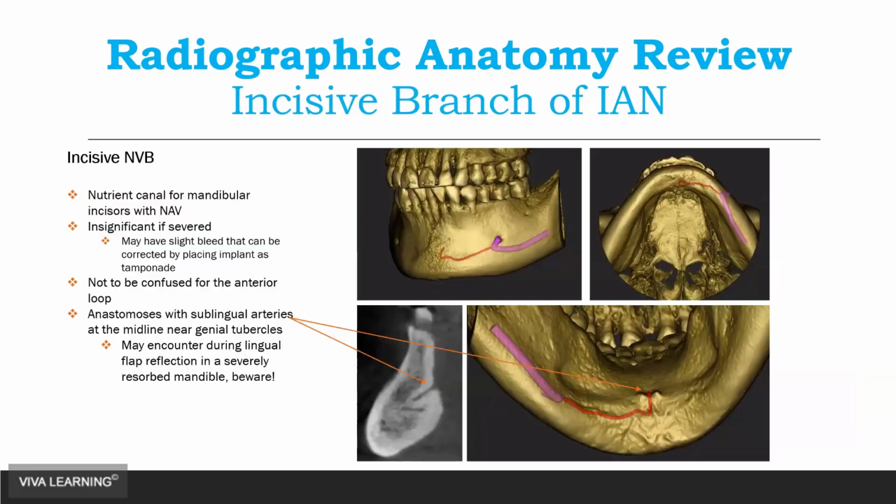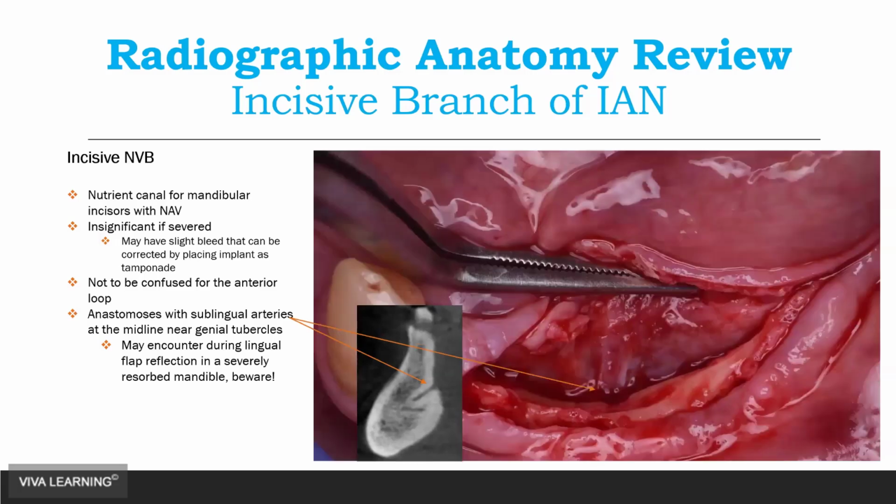Okay, we mentioned this earlier, but the incisive branch is a non-important branch that innervates the anterior teeth that are more than likely not there if you're coming anywhere near this thing. It does anastomose with the sublingual arteries at the genial tubercles. So one thing to be concerned about is if you're flapping a mandible that's quite resorbed and you're going to be anywhere near the genial tubercles, just be aware that there is an artery there. And cutting an artery outside of the bone is a lot more dangerous than cutting one inside the bone.